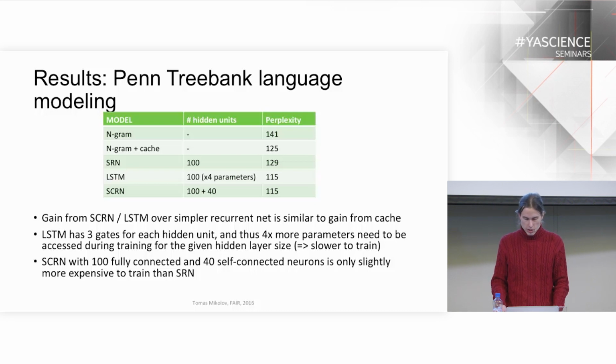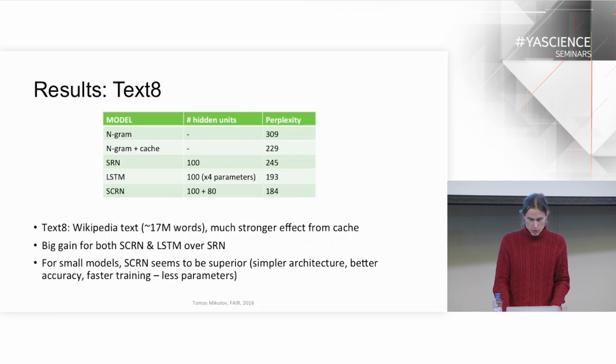So this is some empirical evidence that these models really model cache. For the SCRN, it's very explicitly defined as a cache model, and for the LSTM, it seems like it's just doing the same thing. Of course, we can't really draw many conclusions based on one experiment. We did actually do more experiments.